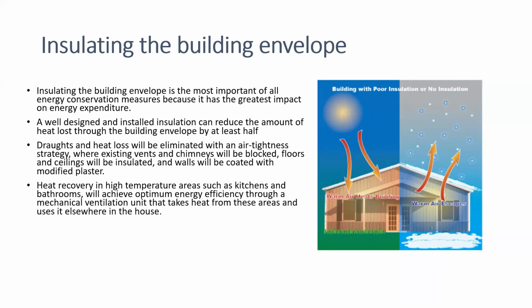Frost and heat loss will be eliminated with air tightness strategies where existing vents and chimneys will be blocked, floors and ceilings will be insulated, and walls will be coated with modified plastic. The heat recovery in high temperature areas such as kitchens and bathrooms will achieve optimum energy efficiency through a mechanical ventilation unit that takes heat from these areas and uses it elsewhere in the house.